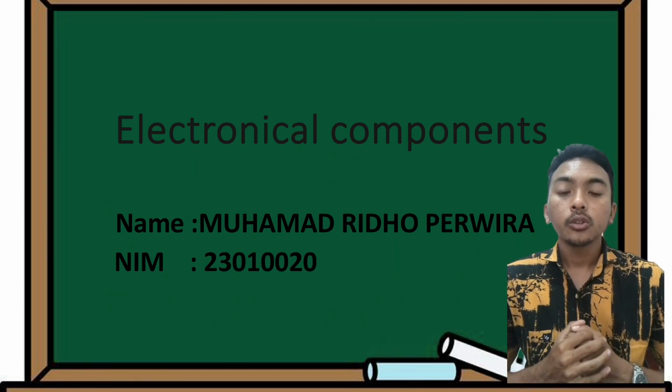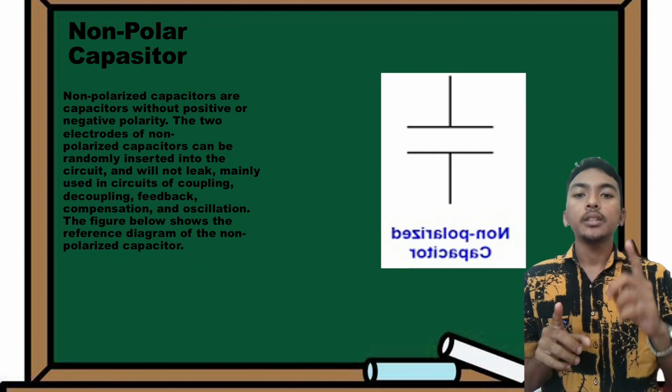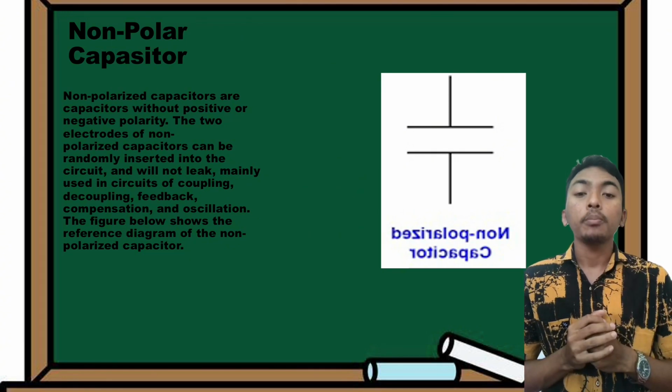2301020. So today I'm going to present my presentation about electronic components. There are 12 components that I will tell you about today. The first one is non-polarized capacitors.